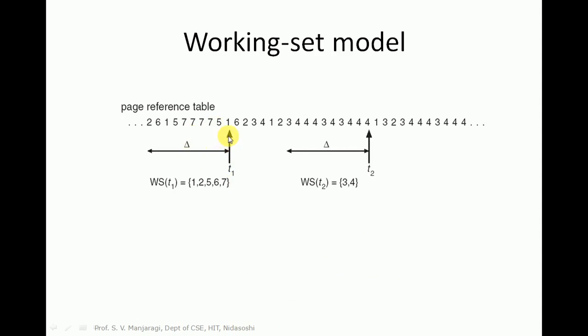So this many page references we have taken as delta. This is one delta, this is another delta, and we have taken the working set window at a certain time t1. Here we have the references 1 2 5 6 7. These we can consider for replacement. Here at time t2 we have only two references in the delta, that is 3, 4.